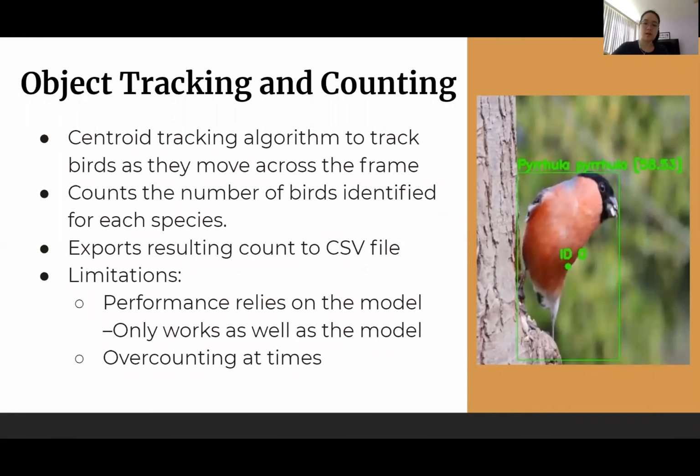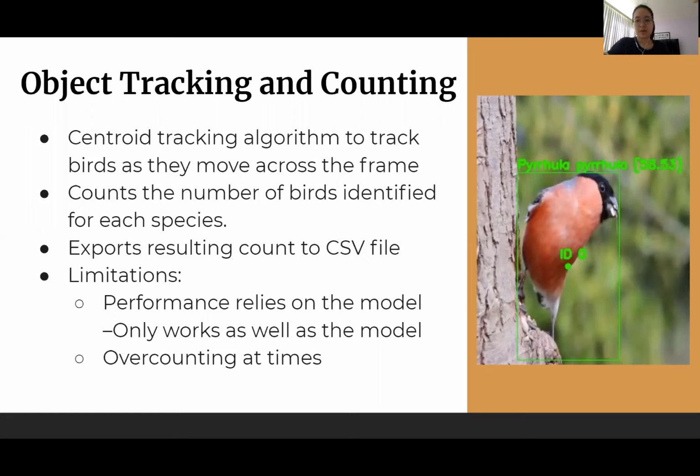So part of our project is not just looking at birds and being able to detect and find their bounding boxes, but also being able to count them. And part of being able to count how many birds we found for each species involves object tracking and counting. So what we've been using is a centroid tracking algorithm to track the birds as they move across a frame and to count the number of birds identified for each species.